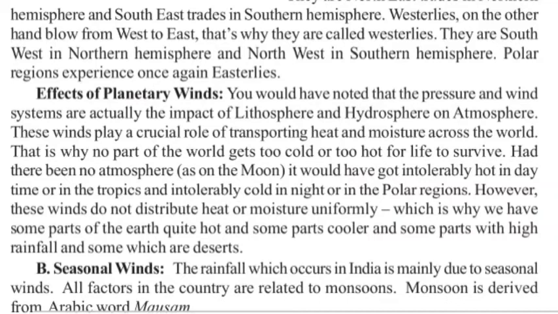What happened? Why? Because you can see some parts of the earth quite hot, some parts cooler, some parts with high rainfall, and some parts which are desert areas. So these are all caused by the winds. Understand? Next, seasonal winds.